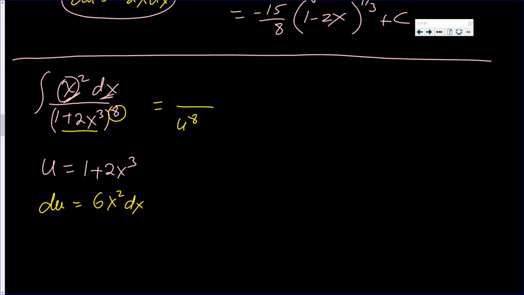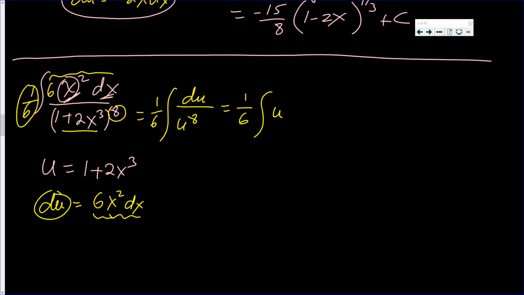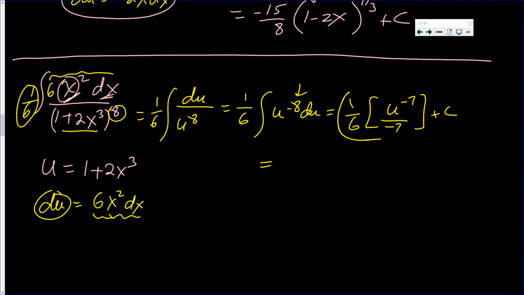But I don't know how to take the integral of 1 over u to the 8. So I bring it to the numerator. Now it's u to the negative 8 du. Oh, that's an easy one. I add 1 to that exponent. I get -7, and then I divide by -7 plus c. So the constant is going to be -1 over 42 times that.